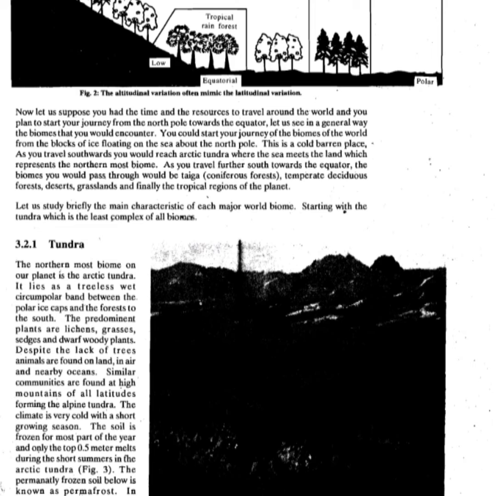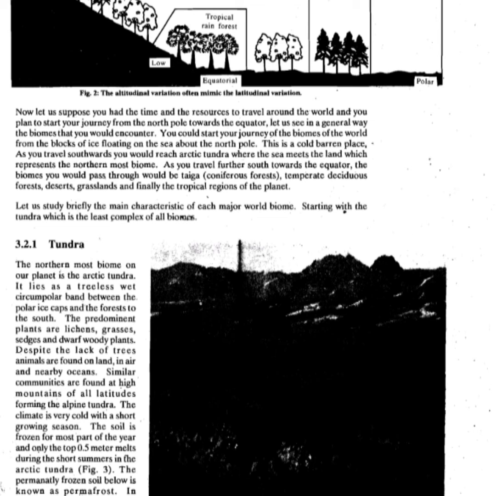Starting with the tundra, which is the least complex of all biomes. 3.2.1 Tundra. The northernmost biome on our planet is the Arctic tundra. It lies as a treeless wet circumpolar band between the polar ice caps and the forests to the south. The predominant plants are lichens, grasses, sedges and dwarf woody plants. Despite the lack of trees, animals are found on land, in air, and nearby oceans. Similar communities are found at high mountains of all latitudes, forming the alpine tundra.